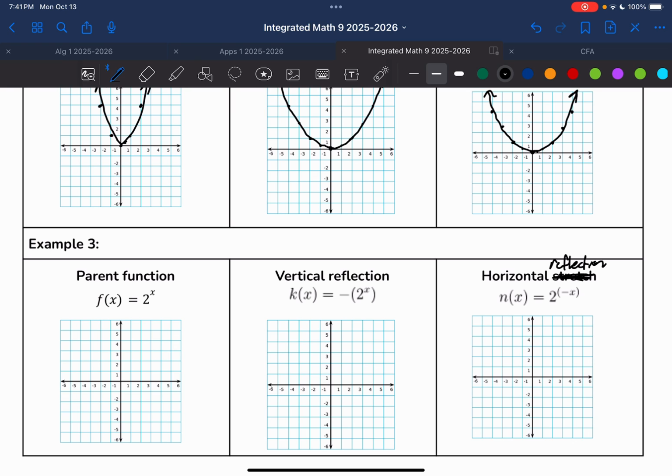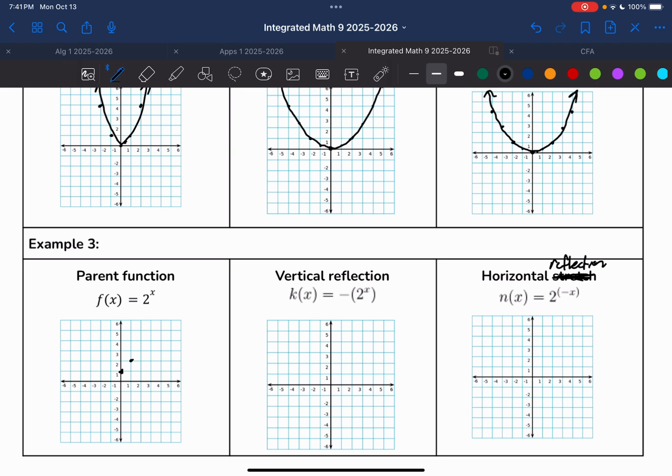The other thing that we can do is when we put a negative outside of the parenthesis, we know that flips the function from being up to being down. Well, when you put a negative inside the parenthesis, what that does is it flips everything from the right side of the graph over to the left side. It's a horizontal reflection. So that's clear for a function like 2 to the x.